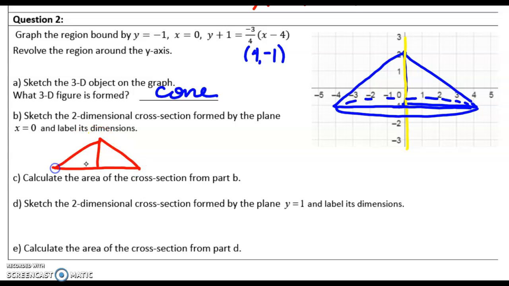A little bit better. So here's the height. The height is 1, 2, 3. The base is from here to here, which would be 8. And if we calculate the area, we get 12 square units.